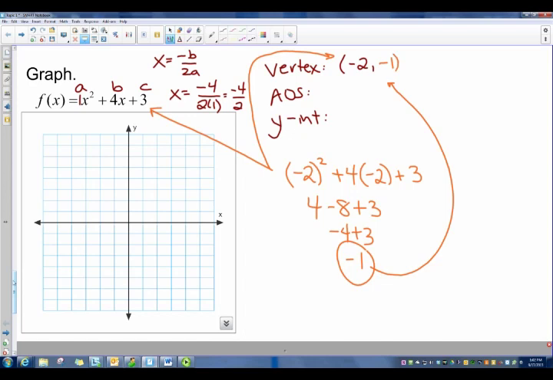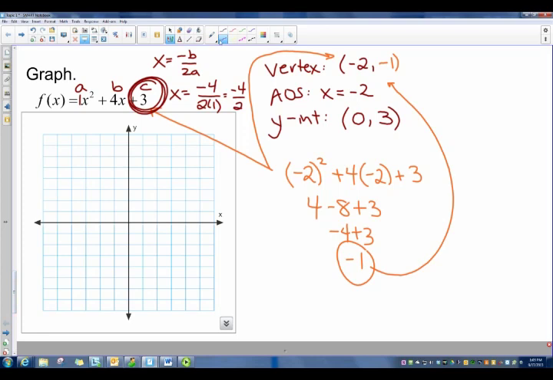All right, axis of symmetry, like we said before, is the x value there, so I've got negative 2. And then my y-intercept is the point (0, c). If you look back at your equation, c is 3, so I've got the point (0, 3). And finally, to finish this problem up, we graph.